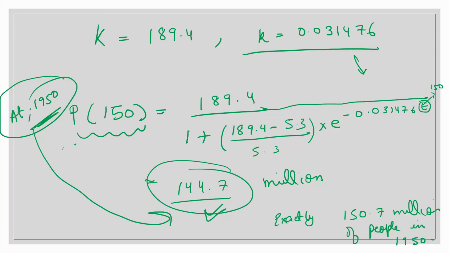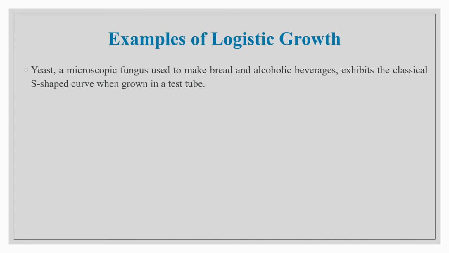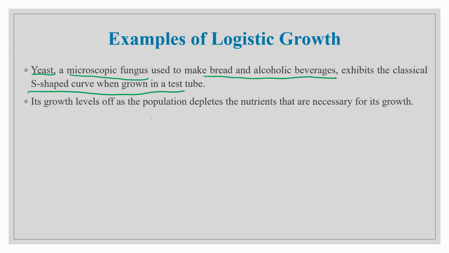So now we will move further. Now we will talk about some examples of the logistic model which are seen in nature. So if you put the yeast, it is a microscopic fungus and it is used to make breads and alcoholic beverages. So it exhibits a classical S-shaped curve when it is grown in a test tube, and its growth levels off as the population depletes the nutrients that are necessary for its growth.